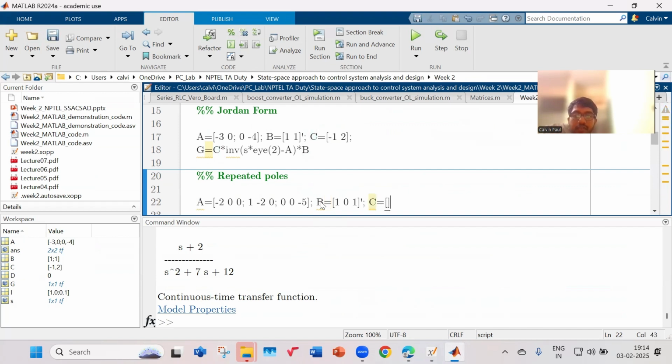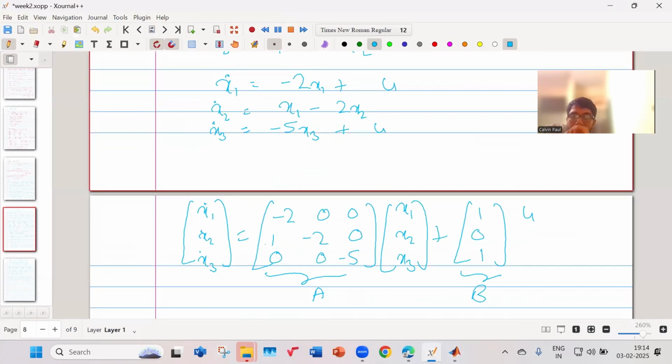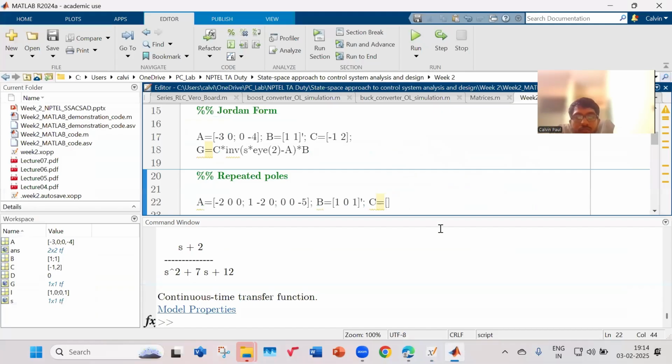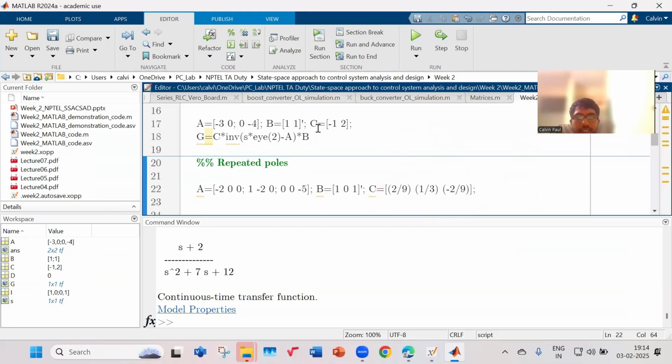And the C matrix is given by 2 by 9, 1 by 3, minus 2 by 9. Okay, so this is the C matrix. So G is again given by this formula. But in this case, it is 3-dimensional, so 3 should be here. Let us run this section.